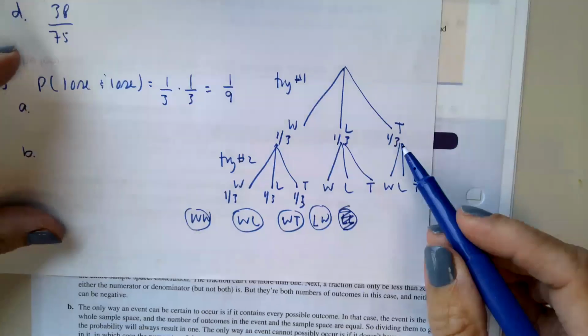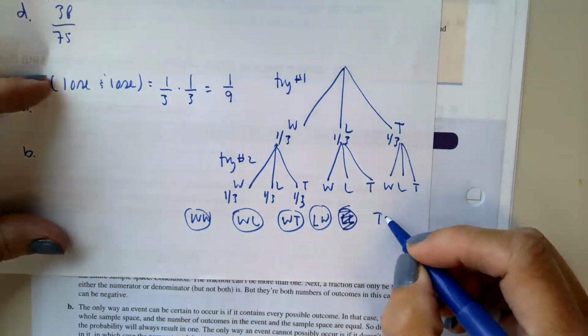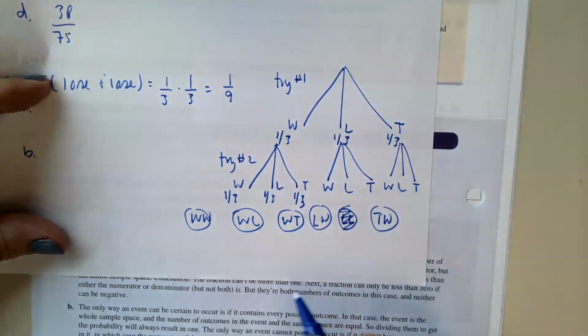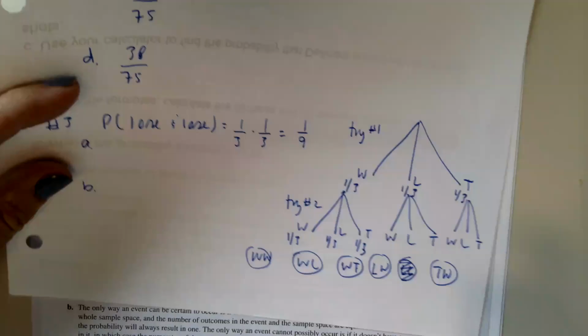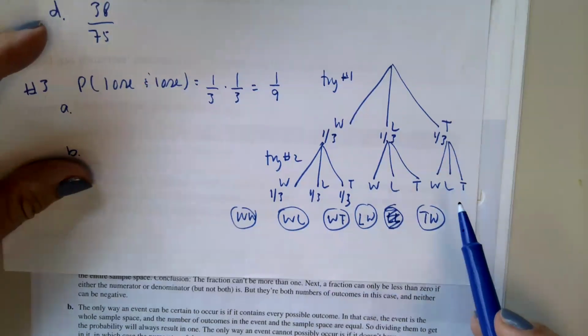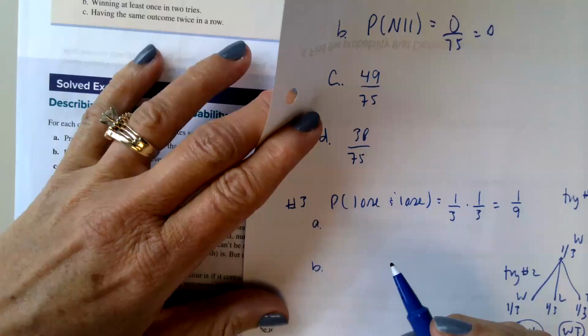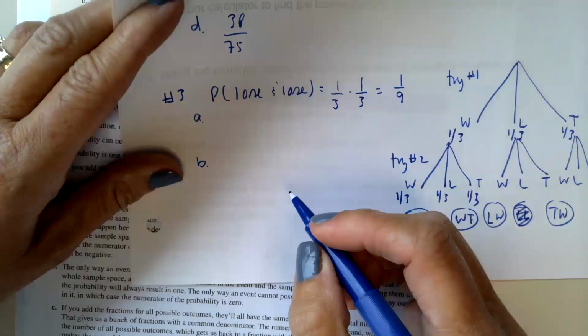Now, if I tied on the first one, I could win on the second. So that would also count. So 1, 2, 3, 4, 5 of the outcomes out of the 9 outcomes is where I win at least once. So 5 out of 9.